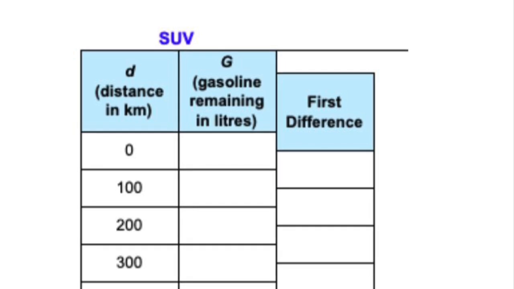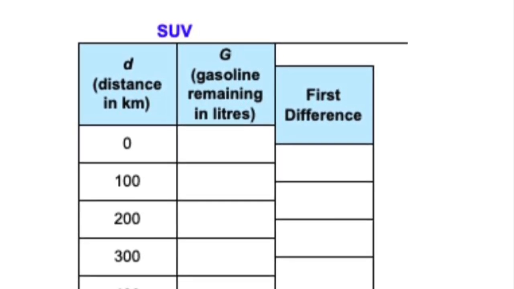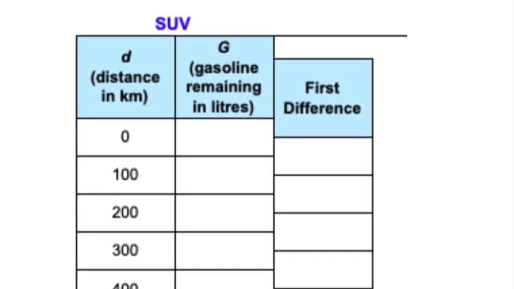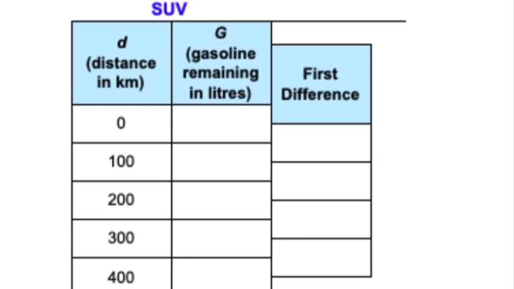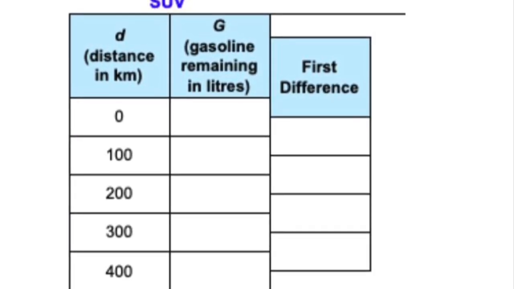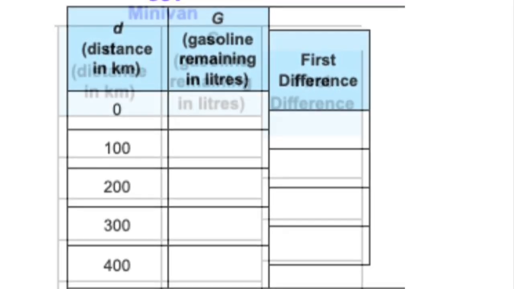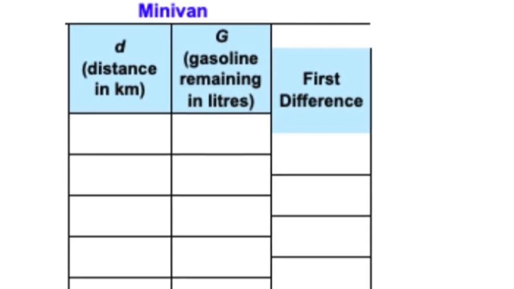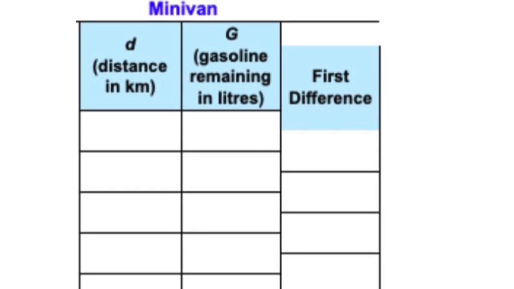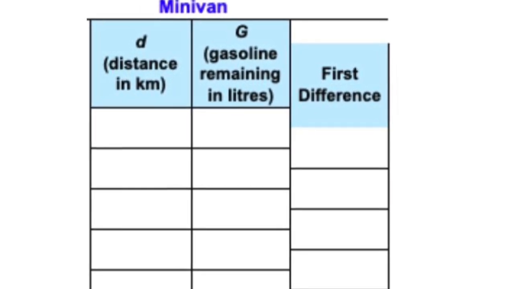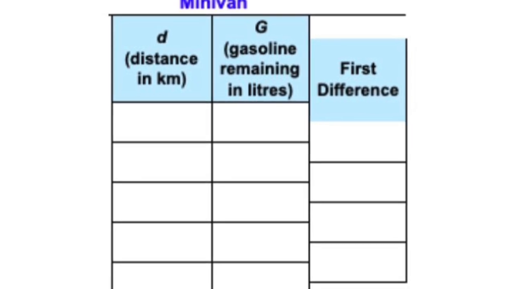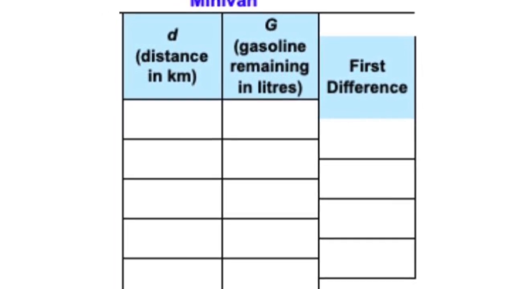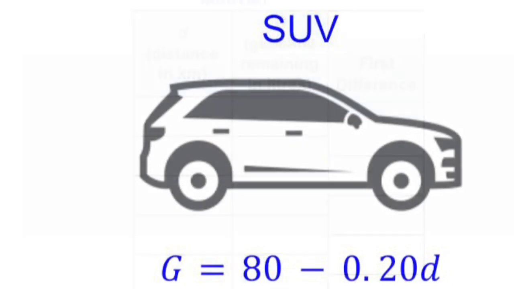So first we're going to make a table for an SUV. We're going to make a table where we're comparing distance driven in kilometers and the amount of gas the car uses and how much is left in the gas tank. And then we're going to do the same thing for a minivan, where we compare the distance driven and how much gas is still in the tank. And in order to do that, we're going to need to use the equation or the algebraic model for each.